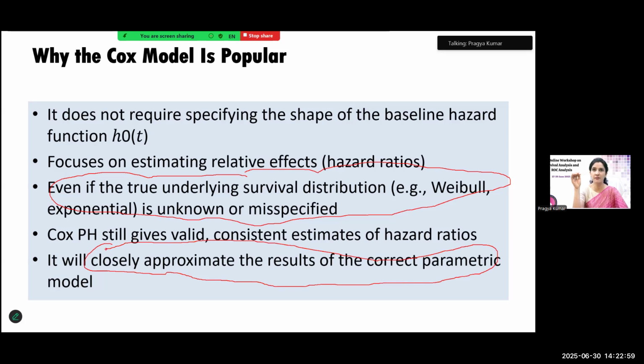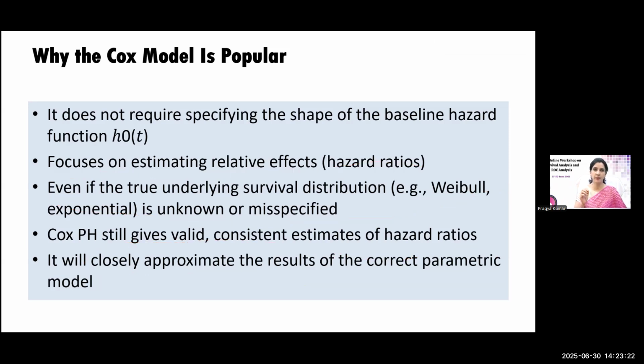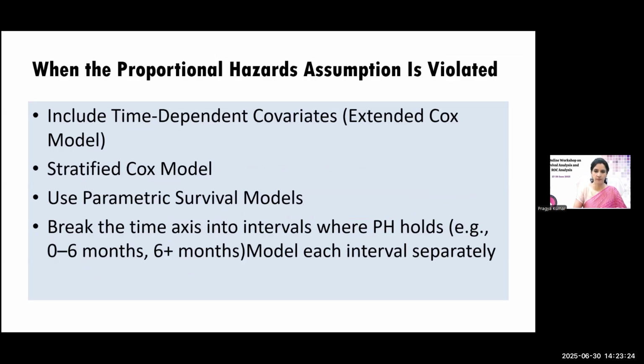That means even if a model fits the parametric method, but you don't want to go for the parametric method, then you can go for this Cox proportional hazard, and the value of the hazard ratio, or the output, will be very similar to your parametric one. So that's why this Cox proportional is very popular.